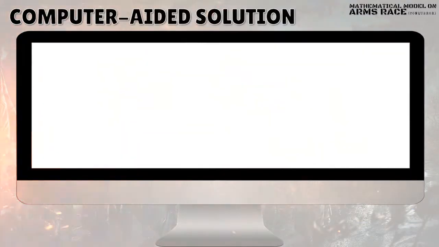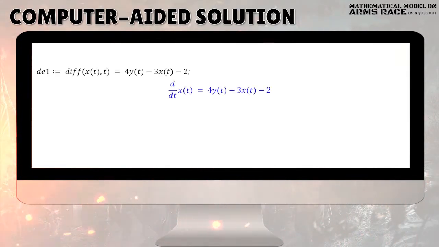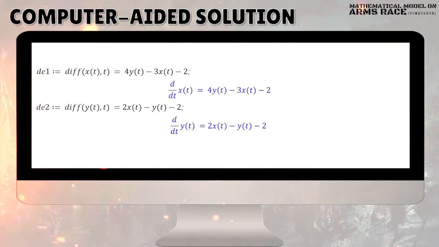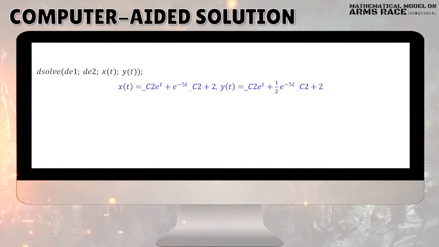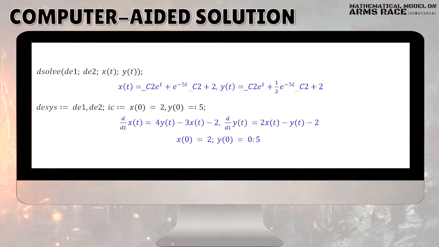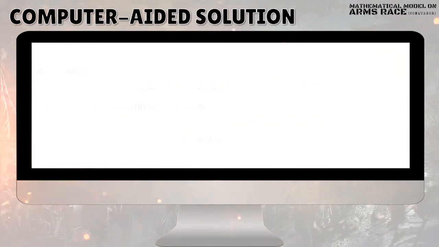We move to the computer-aided solution. In this part, we are using Maple. First, we need to input the given function. Then, simply with the command, we can get the answer with a constant. Then, by inputting the initial values, we can get the general solution to the given function.